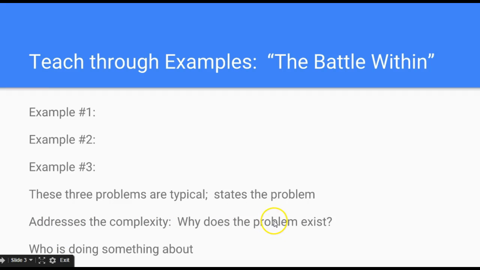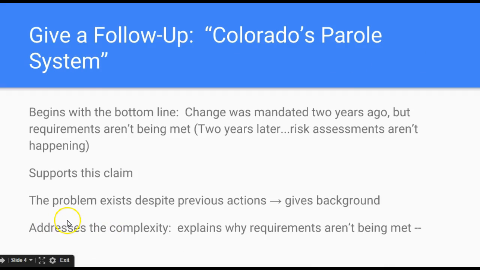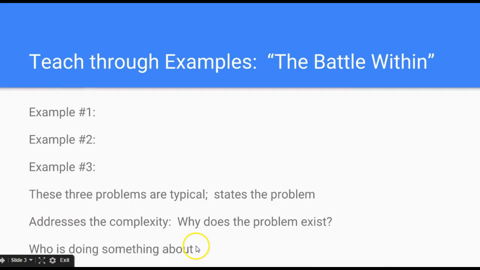Why does this problem exist? Well, are they taking people who are high school graduates? Are they taking everyone who applies? And the author looks at why it is that the military is so understaffed. And then looks at who is actually doing something about that problem. And that's roughly the flow of ideas in this particular mentor text.